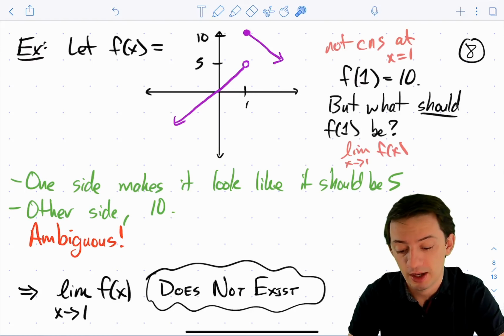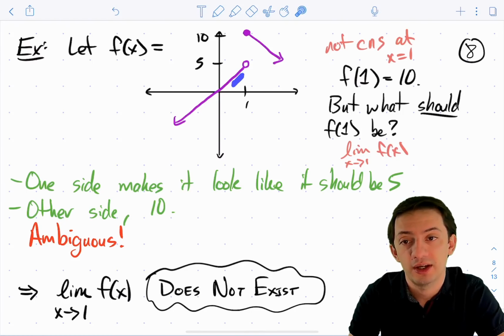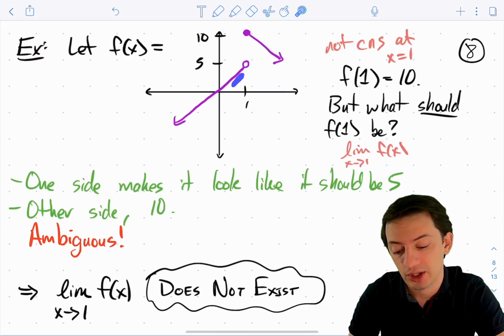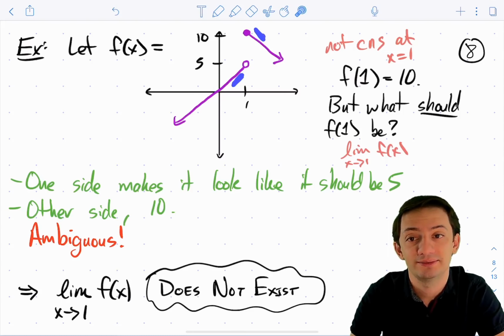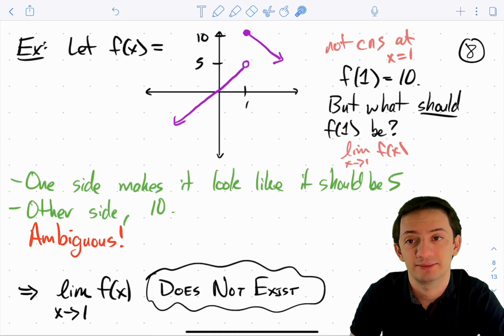Let me repeat one more time. Because looking at it from the left makes it look like it should be 5. Looking from the right makes it look like it should be 10. And that means the limit doesn't exist.